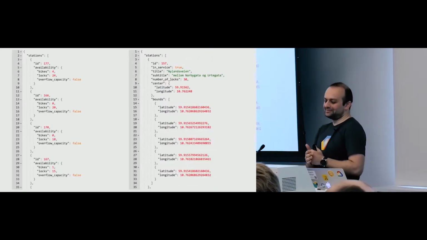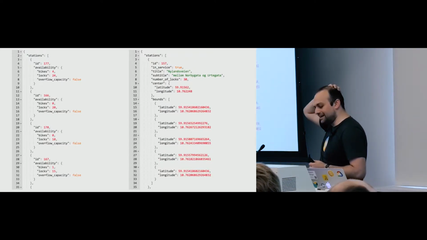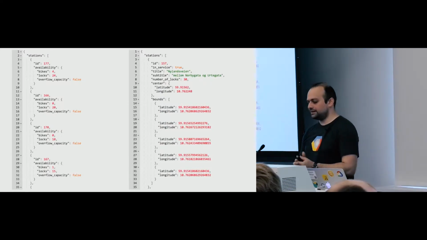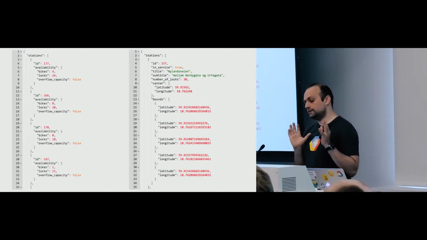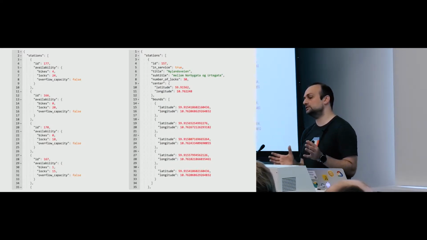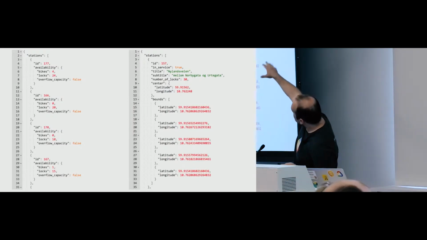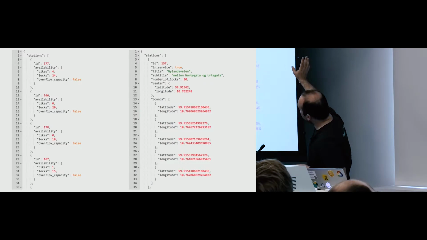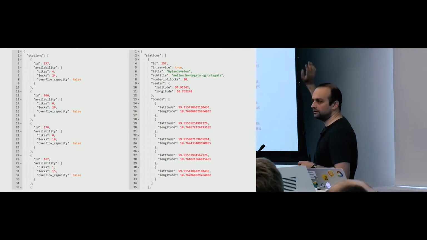Okay, so back to data. You have two APIs, right? You have the Oslo City Bike thing. It offers you two different endpoints. One of them is metadata about stations, information about stations. That's the one you see here on the right. It has an ID and a title. It tells you where it is. It tells you how many locks it has. It has geographical coordinates and stuff like that. So all kinds of information.